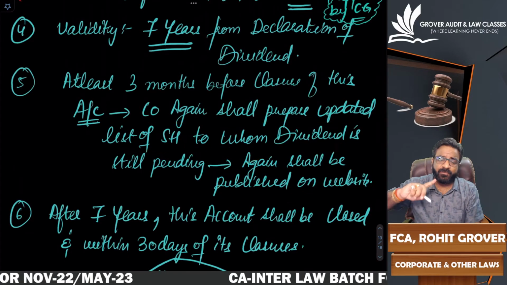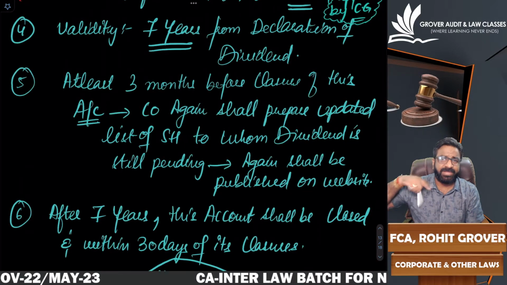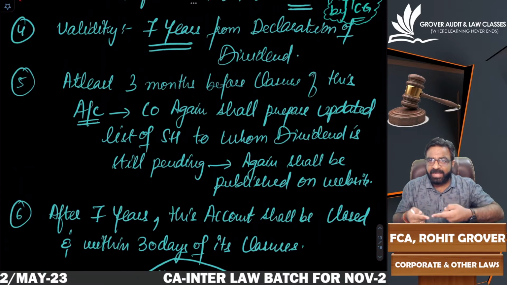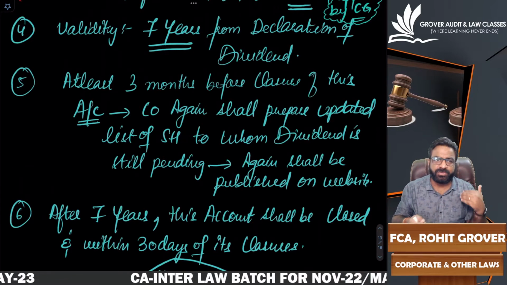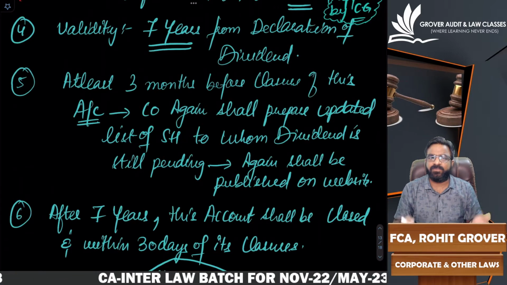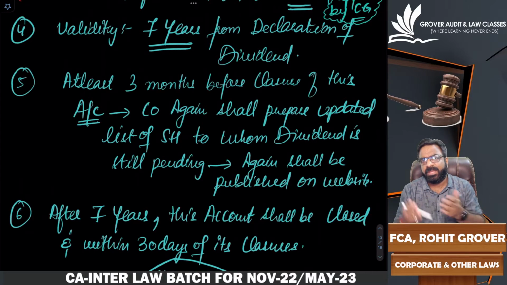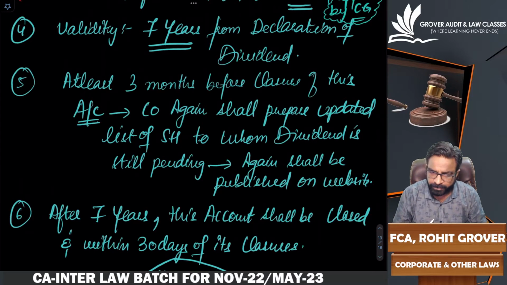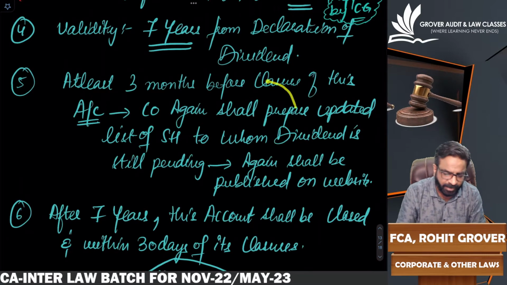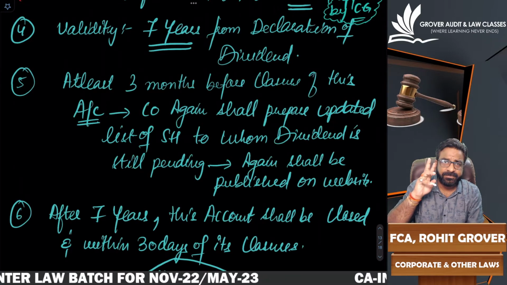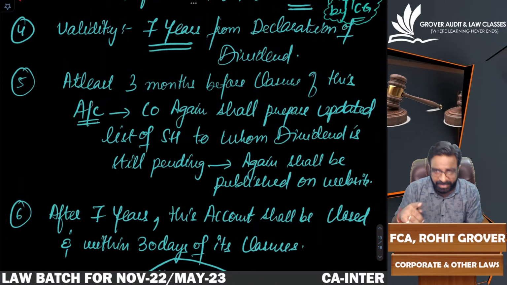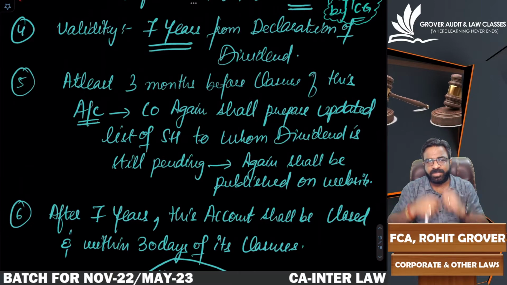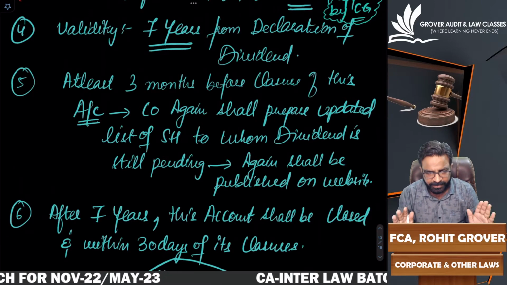So what list did we prepare within 90 days of transfer? Again, we are preparing it 3 months before the closure of this account, and this list again we'll publish on the website of the company, and one website which is approved by the Central government. So are we repeating the same step 2 times? Yes, sir, within 90 days of transfer and 3 months before the closure of this account. Am I clear? Yes, sir.